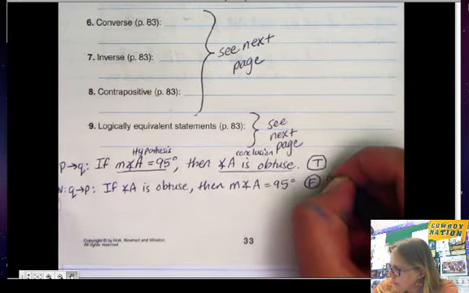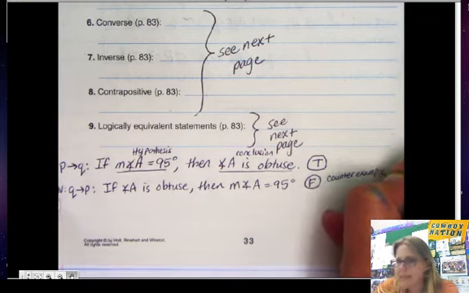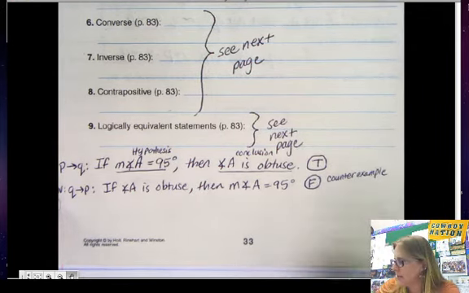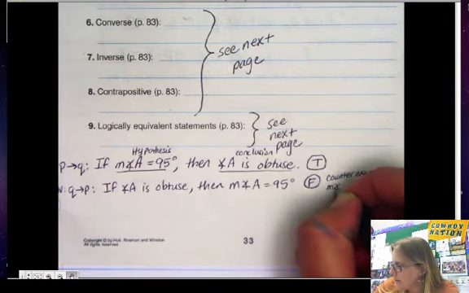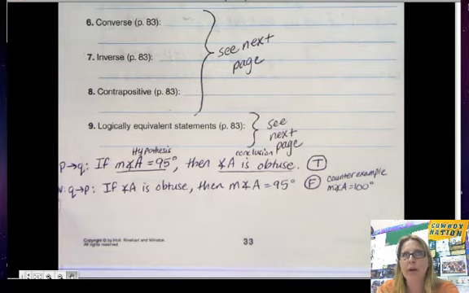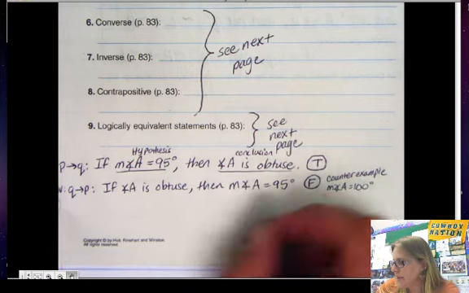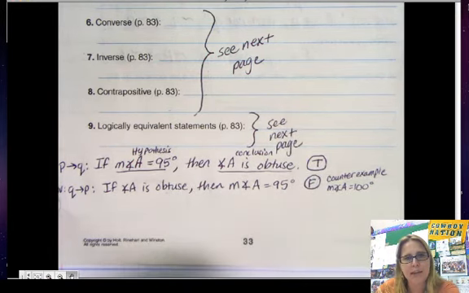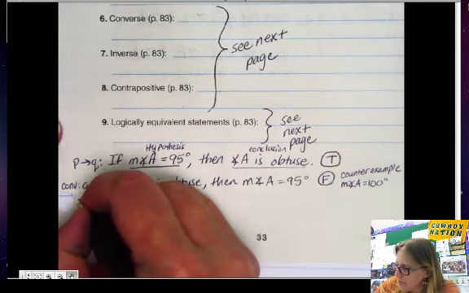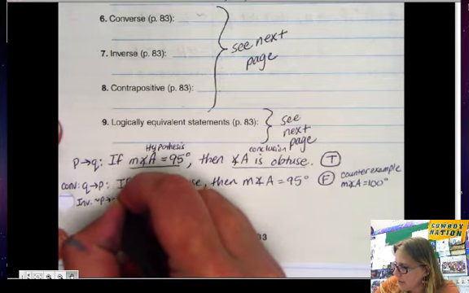A counterexample is any example that makes this statement false. So in this case, my counterexample could be that the measure of angle A could be 100 degrees, or 110, or 179. Notice measure of angle A is 100, and it's still obtuse. That's my counterexample, okay? So now let's do the inverse, and that one is not P arrow not Q.